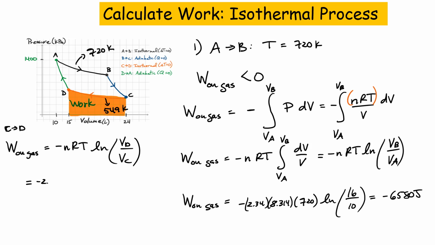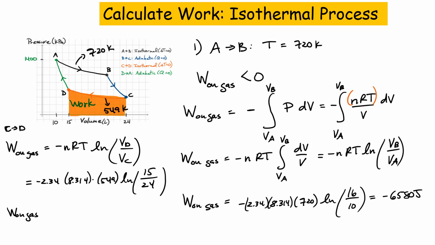Now we can go ahead and substitute the values here. So again, we have minus 2.34 multiplied by 8.314. Temperature is 549. And now we have the natural log of our volumes. The volume here at D is 15. That was given in the table. And also the volume at C, I gave you that was 24. All right, I put that in the calculator, so the work on the gas.